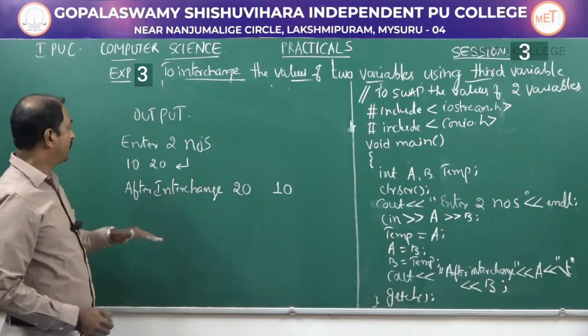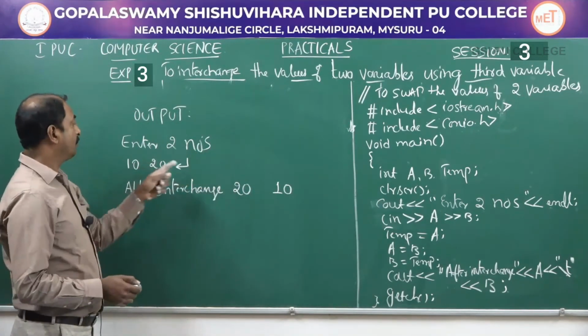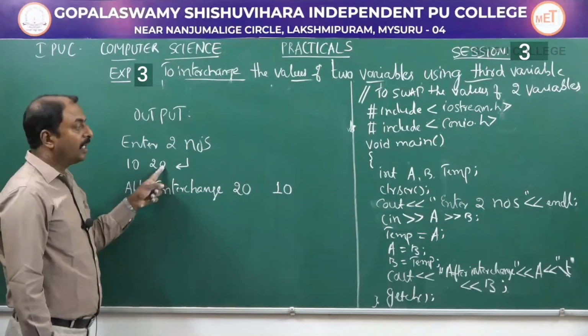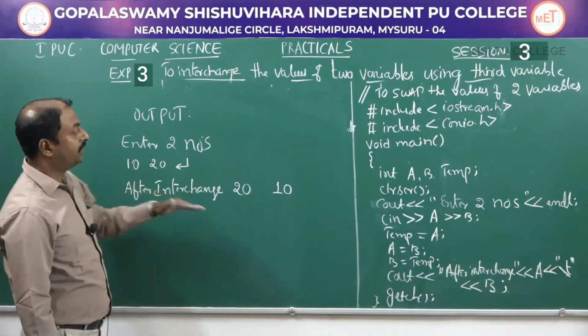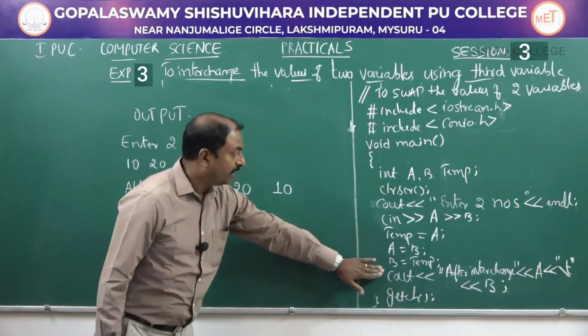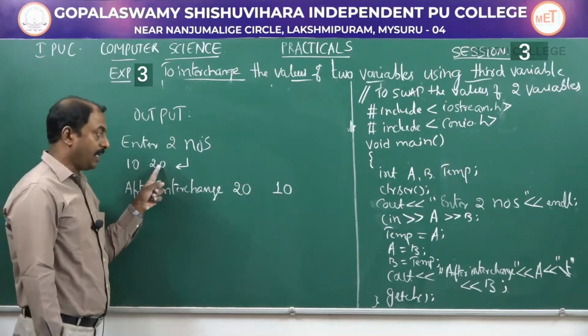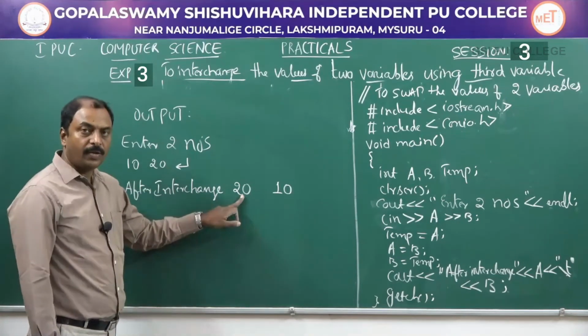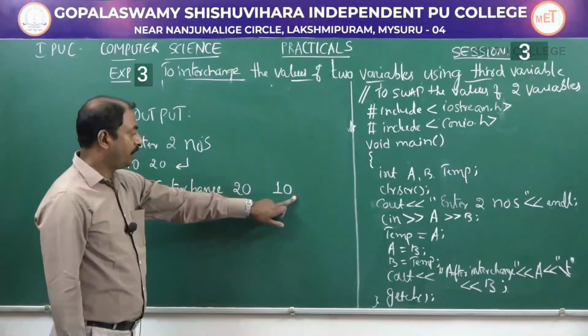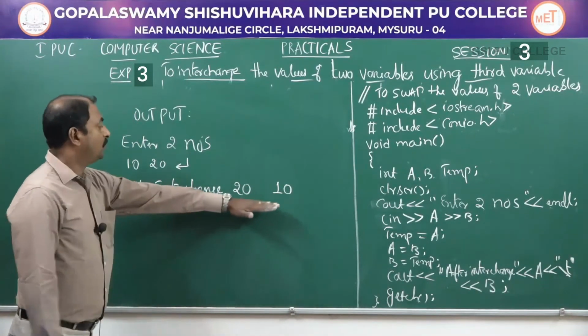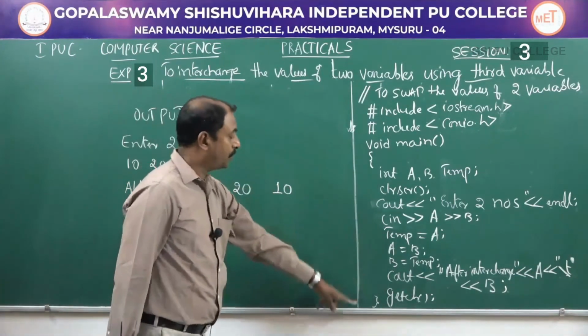So if you look at the difference here, we are entering two numbers as 10 and 20. It is before interchange. Before executing the statement, we have entered a as 10 and b as 20. The value of a will be 20, the value of b will be 10. So this would be the output of this program.